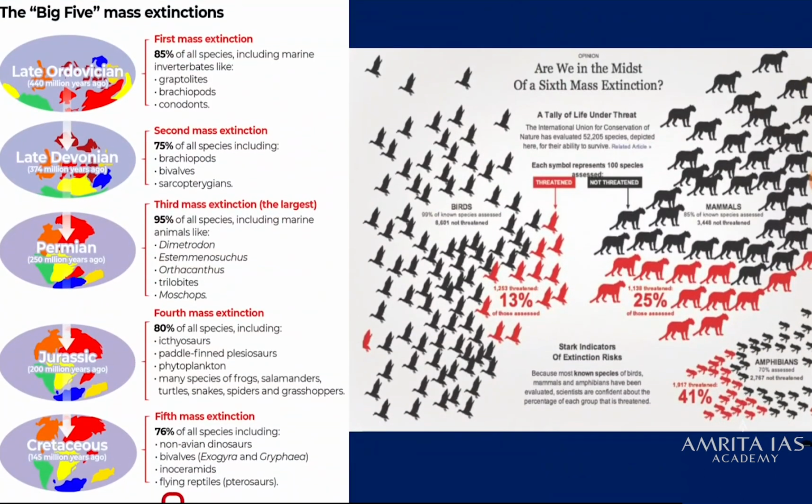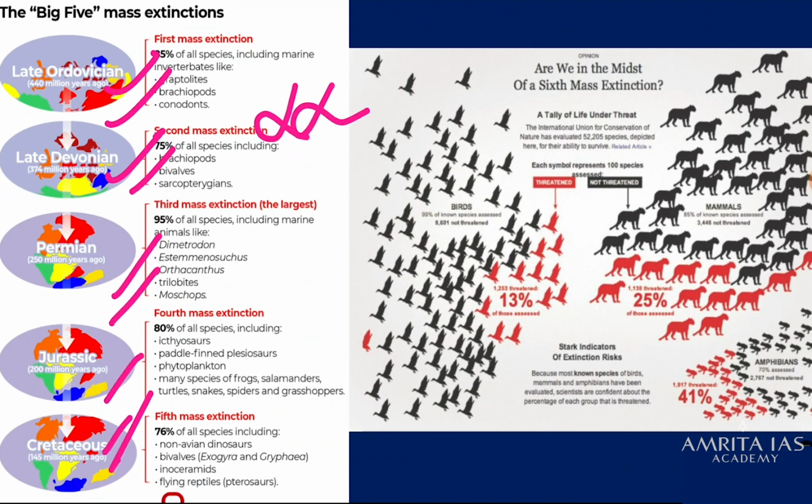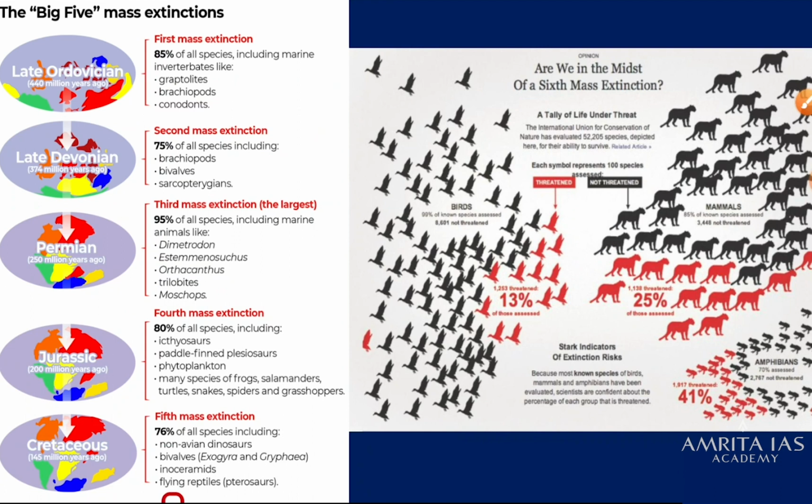For example, in which period we have experienced the 5 mass extinctions, I don't think that is very important. We just need to know that we are in the phase of the sixth mass extinction. I think previously UPSC has asked a question on the sixth mass extinction. I've just forgotten to put that into it.